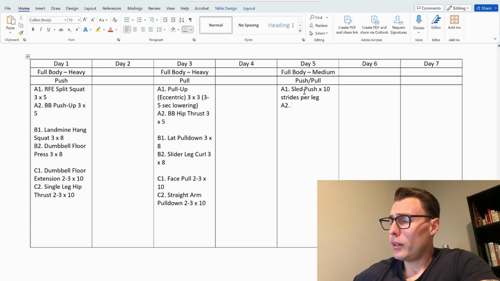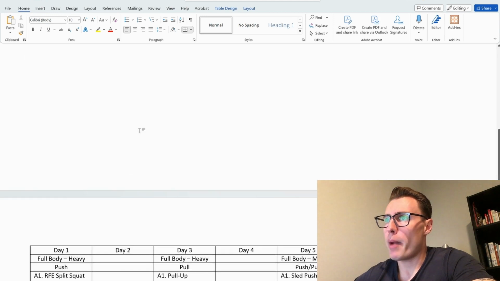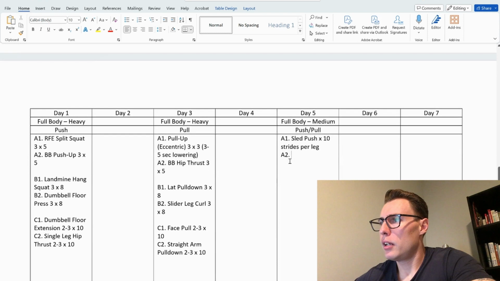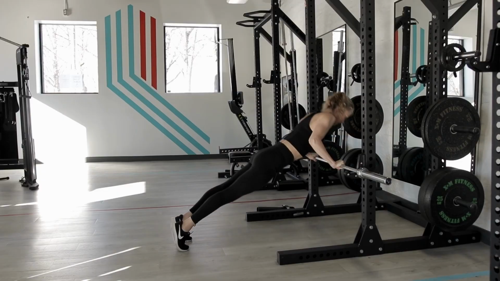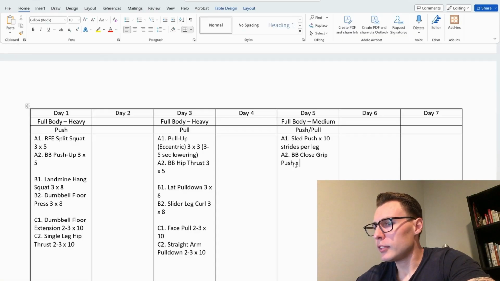So we've got a lower body push, and we're going to pair it with an upper body push. Let's go back to our goal, right? The big goal is that unassisted push-up. Let's pair it with a close grip push-up, and we'll do it from the barbell still. So we'll do a barbell close grip push-up, maybe 8 to 10 reps or so.